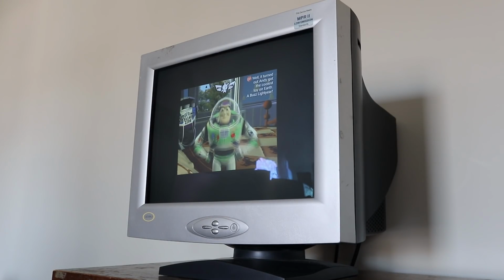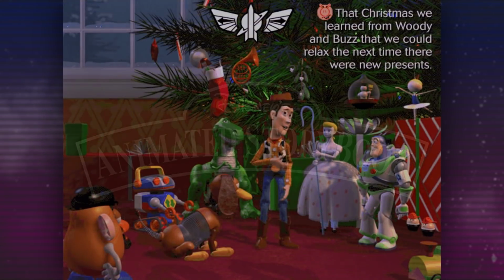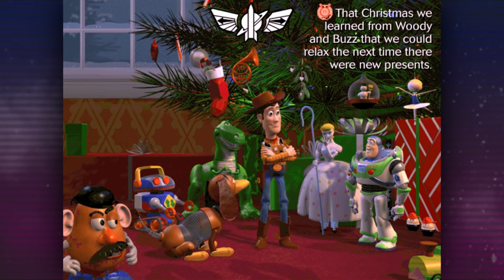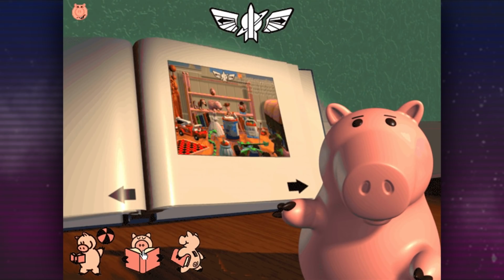While this is appropriately an animated storybook, that title also counts as a name for the series. Animated storybooks were Disney's way of bringing their movies to life on your computer at home. They would be narrated by a familiar character, who would, in a simplified fashion, retell the events of the story in question.